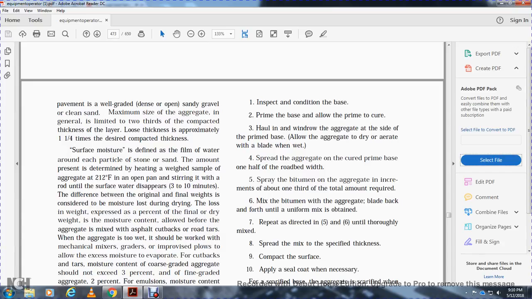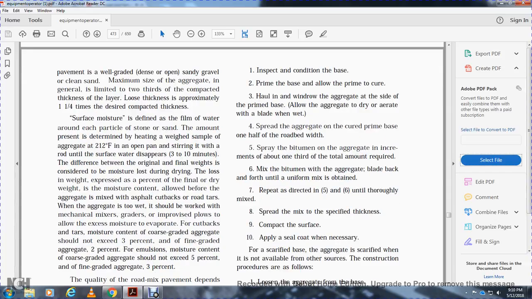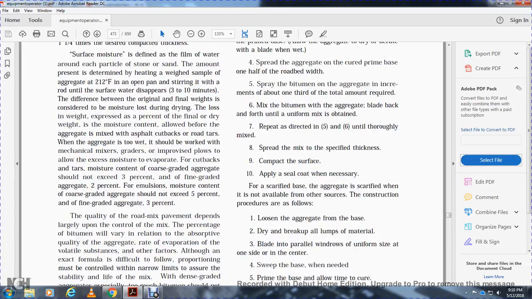Spread the bitumen over the aggregate in increments of about 1/3 of the total amount required. Mix the bitumen with the aggregate, blading back and forth until a uniform mix is obtained. Repeat steps 5 through 6 until thoroughly mixed. Spread the mix to the specified thickness. Pack the surface and apply the seal coat when necessary. For the scarified base, where aggregate from scarifying is not available, or for other sources, the construction procedure is as follows.